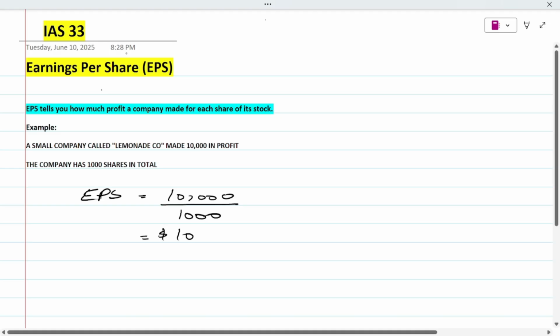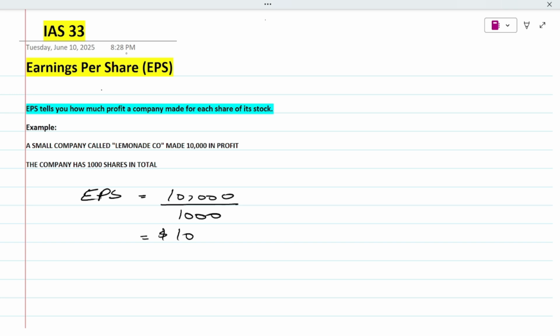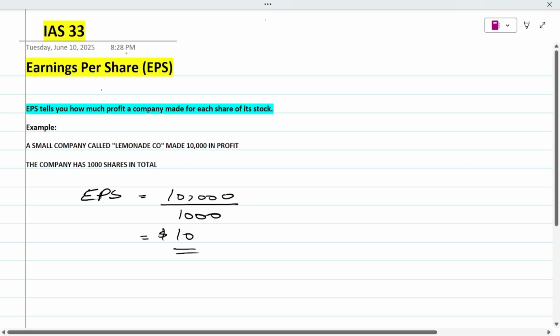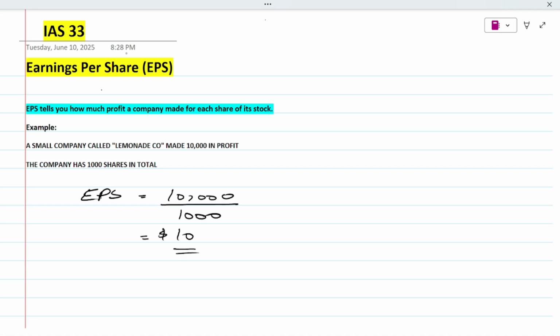So now what does this EPS of $10 basically communicate to me? It basically tells me that for every one share that I own in this company, I'm going to get $10. This $10 is my part in the company's profit. So for every share that I hold, $10 belongs to me from the company's profit. So this is what the EPS basically tells an investor.